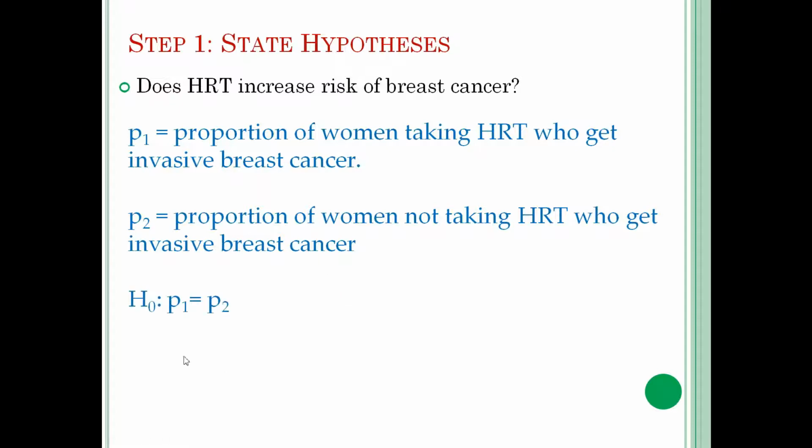So the null will say that there is no effect to what kind of treatment they got. The proportions should be the same. The alternative will follow the question, and here you have the question, does the HRT increase the risk? So when you write the alternative, you will put the larger sign. You're saying I need to prove if P1 will actually be larger than P2.